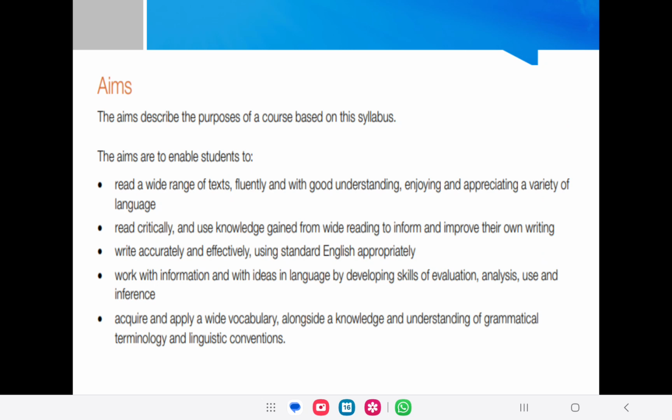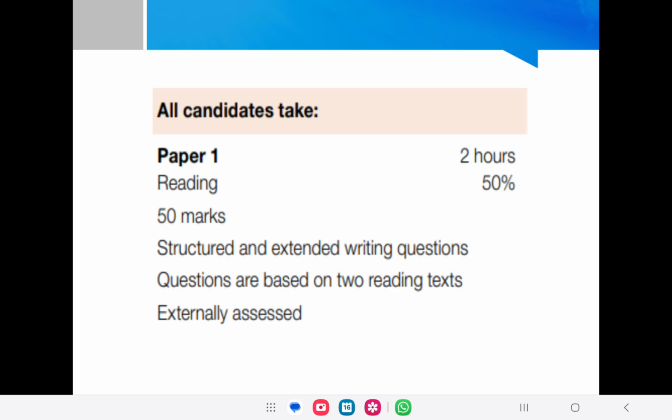Fourth purpose is work with information and ideas in language by developing skills of evaluation, analysis, use and inference. Last aim is acquire and apply a wide vocabulary alongside a knowledge and understanding of grammatical terminology and linguistic conventions. This is basically something that we expect from our students, that after mastering this 1123 English language O levels, they must be able to do all these 5 things. These are general aims of this subject that they study.